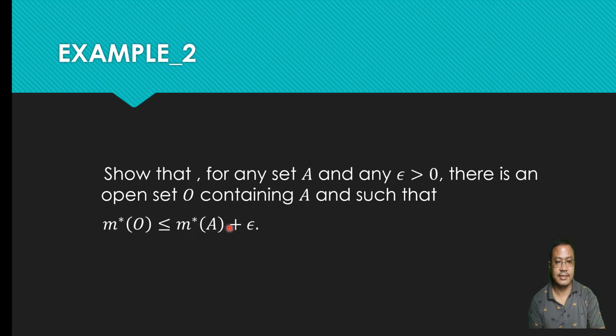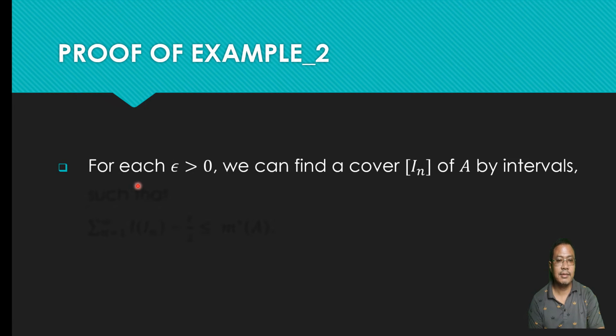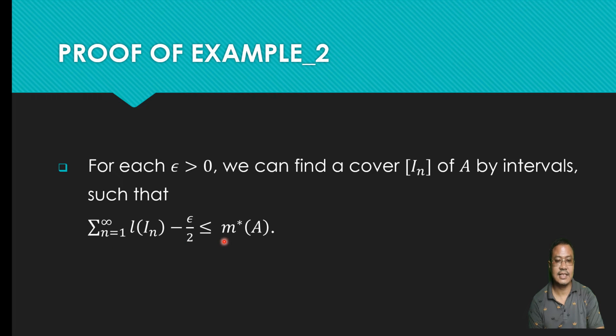So for every set A and for every positive real number epsilon, we should be able to find an open set O containing this set A such that outer measure of O is less than or equal to outer measure of A plus epsilon. So this is also a very important example. So let us see. From the definition again, for each epsilon we can find a cover of A by intervals such that this is true. This is coming directly from the definition of outer measure.